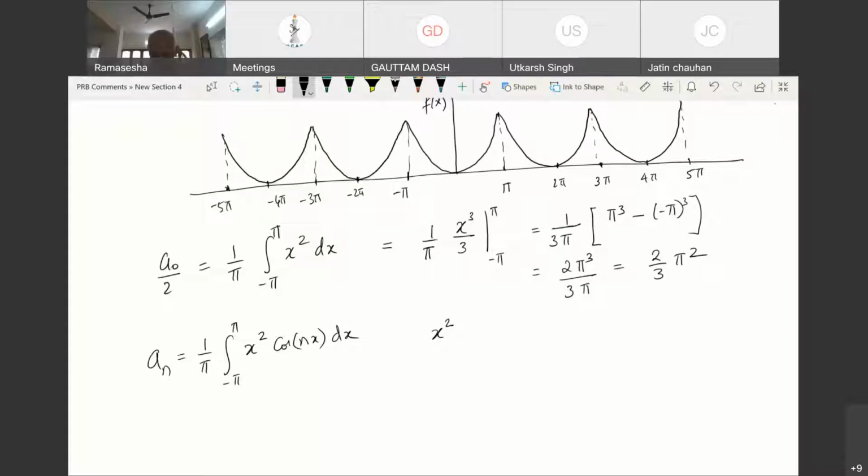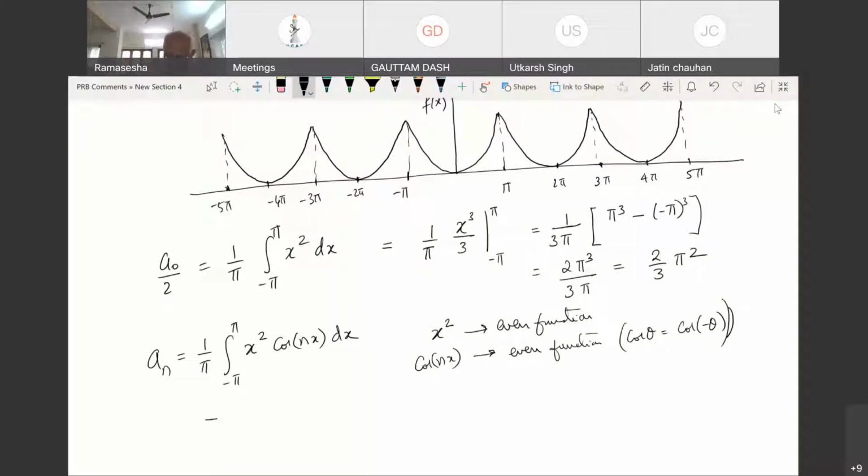Cosine is an even function: cosine of minus theta equals cosine theta. So what we have is this; I can actually write it as 2 by pi, integral 0 to pi, x squared and cos nx.